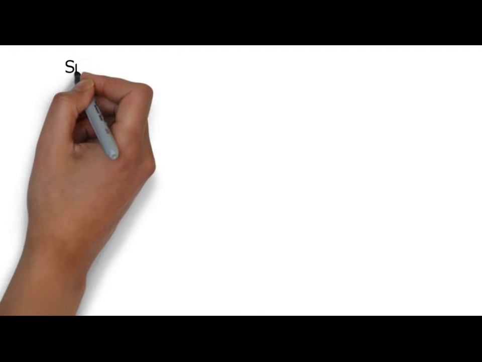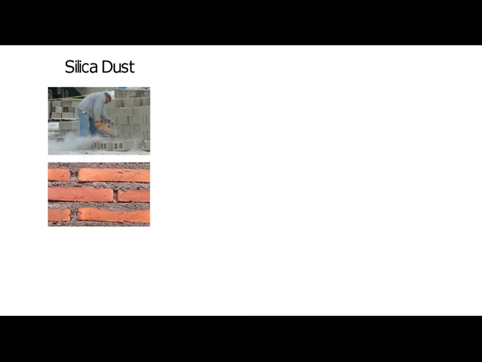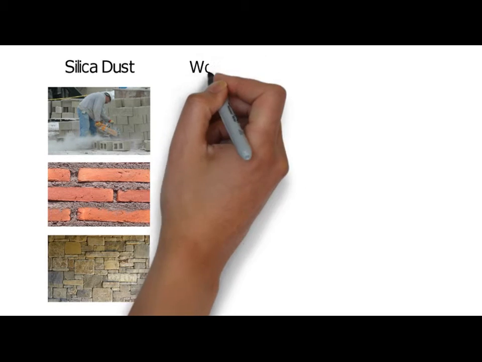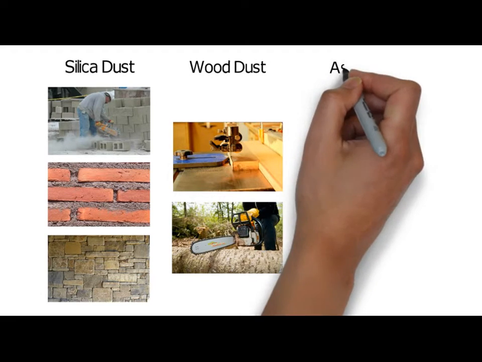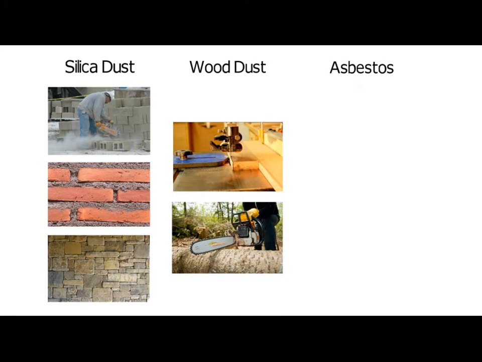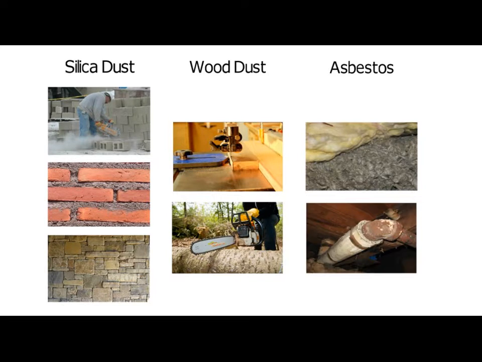The main types of construction dust are silica dust, which comes from concrete, mortar, and sandstone, wood dust, which comes from carpentry work and tree trimming, and asbestos, which can be found in old insulation and old pipes.